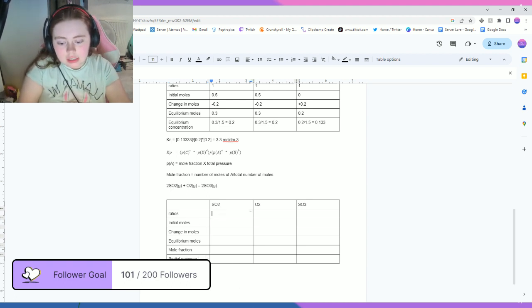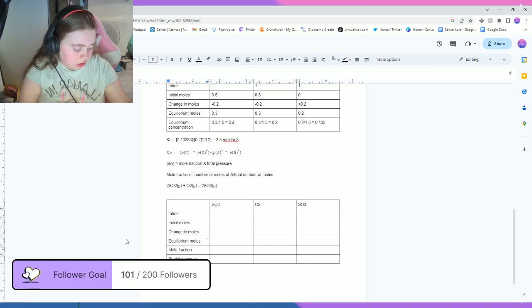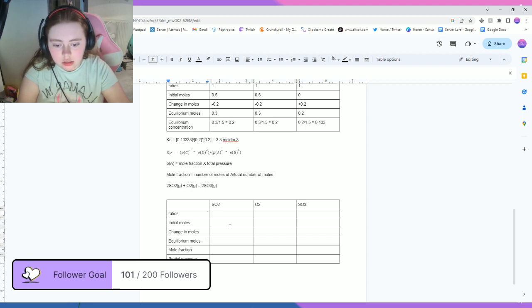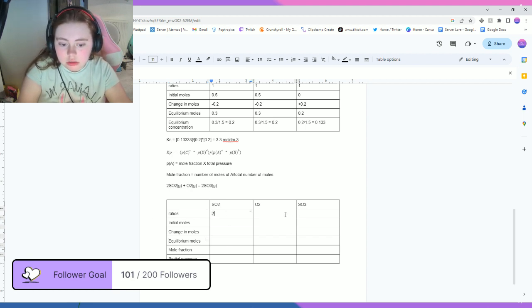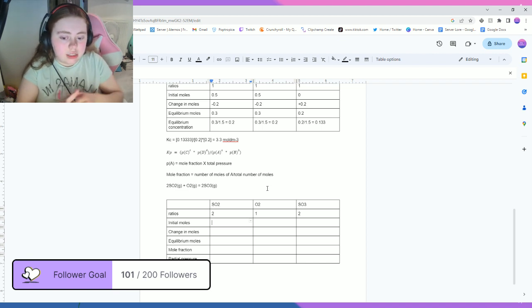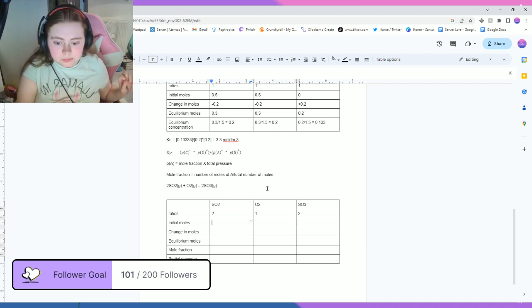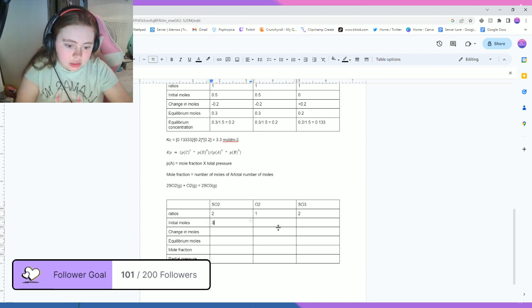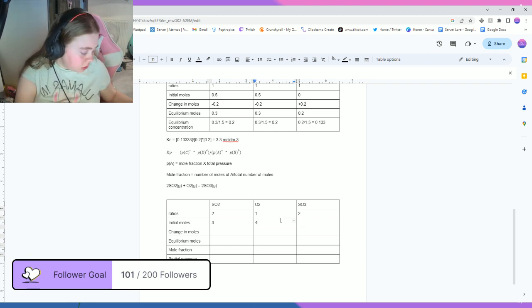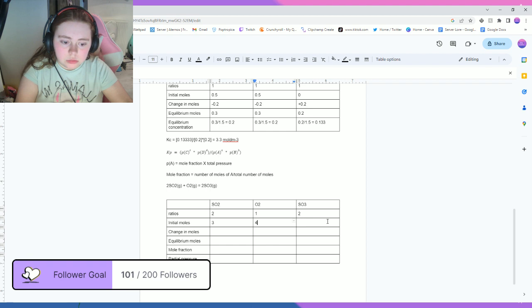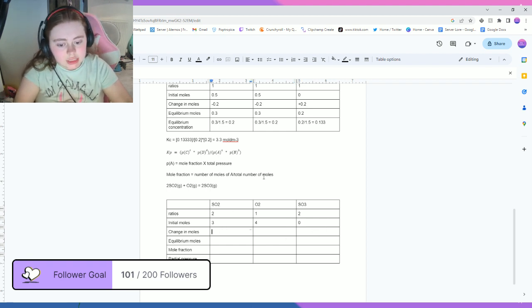Our ratios, the stoichiometry. I just don't know how to say that word. So 2, 1, and 2 for each respectively, because they're the numbers in front of the compound. Initial moles: 3 of sulfur dioxide, 4 of oxygen, and 0 of sulfur trioxide.